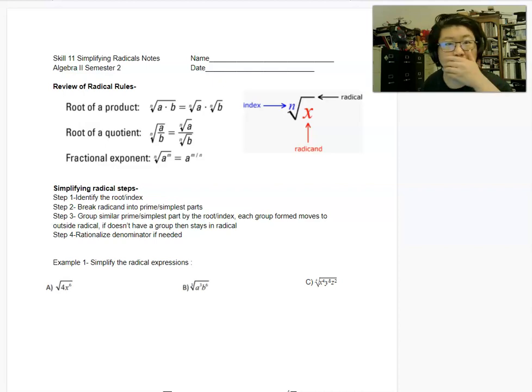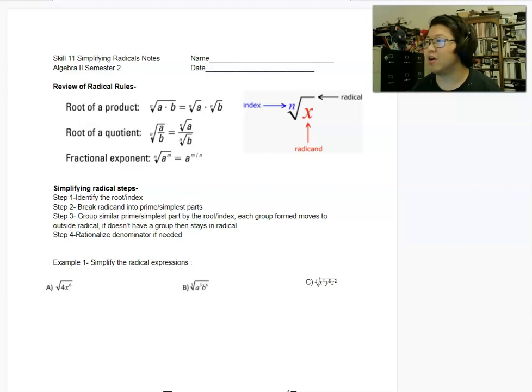All right, welcome back to Algebra 2, Semester 2 lessons with Mr. Who. We're going to talk about Skill 11, which is simplifying radicals today. So something hopefully a little simpler, a little on the lighter side for procedure as far as that's concerned. And so here's all we have to talk about today.